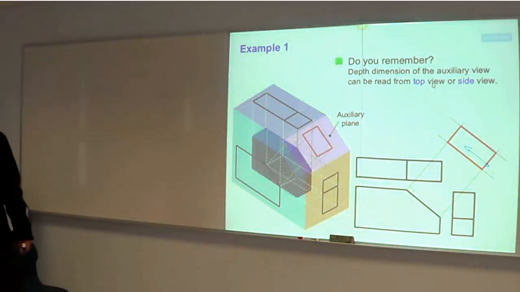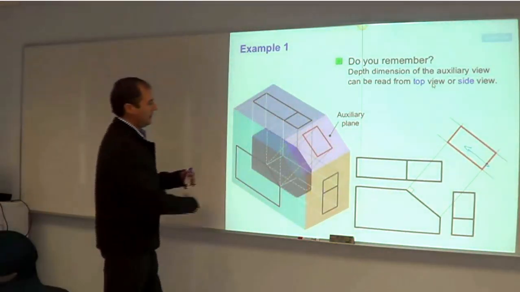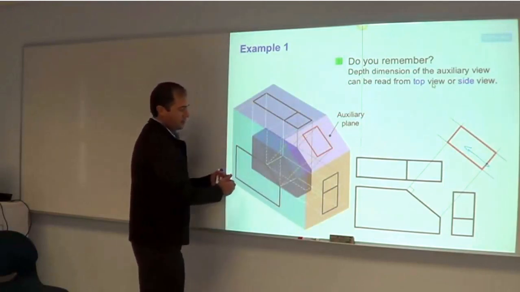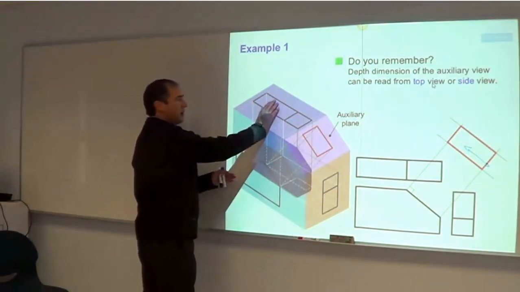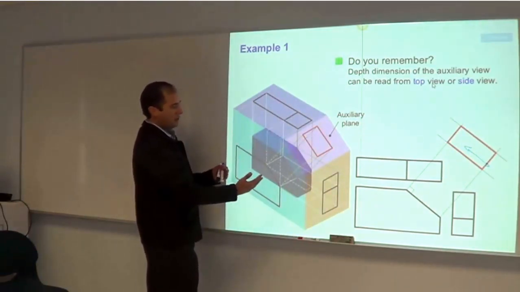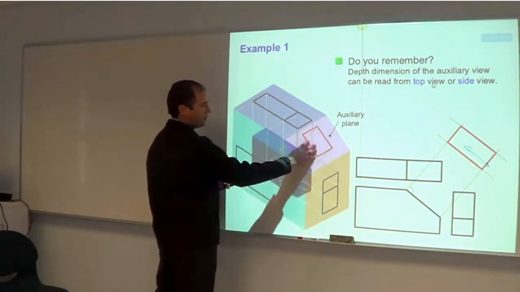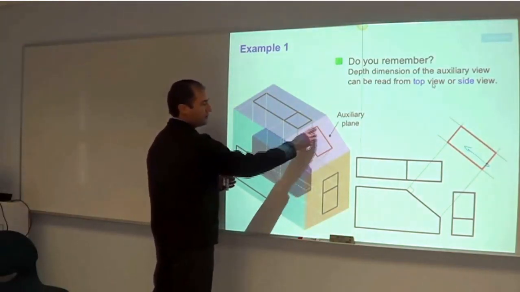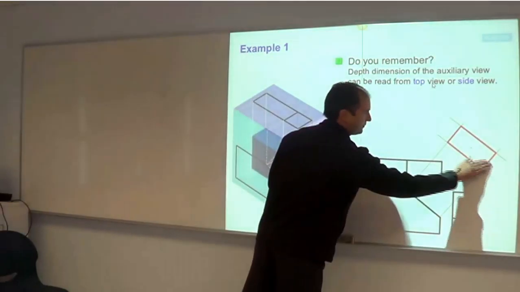We have an additional example here with the box. The box to show the front view, the right view, the top view, and how we'll be looking at the auxiliary view. This would be an auxiliary plane, and this would be my auxiliary view.